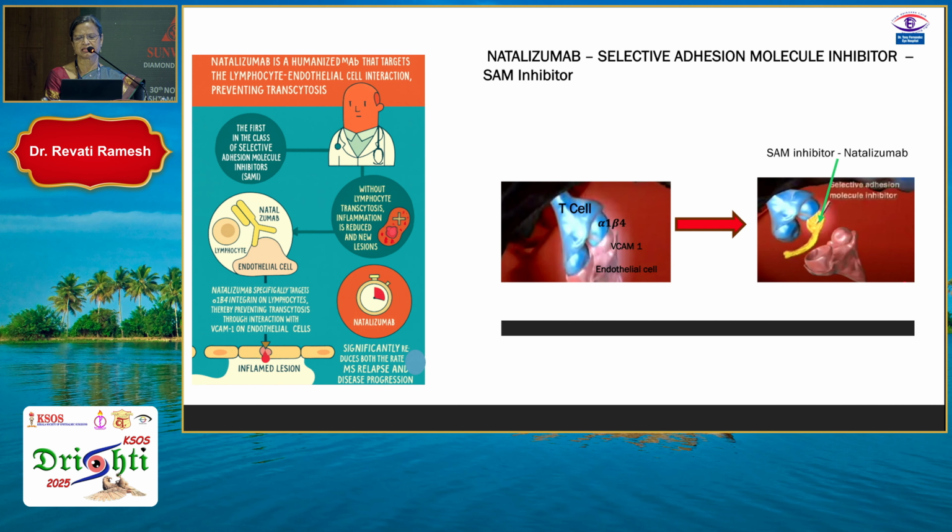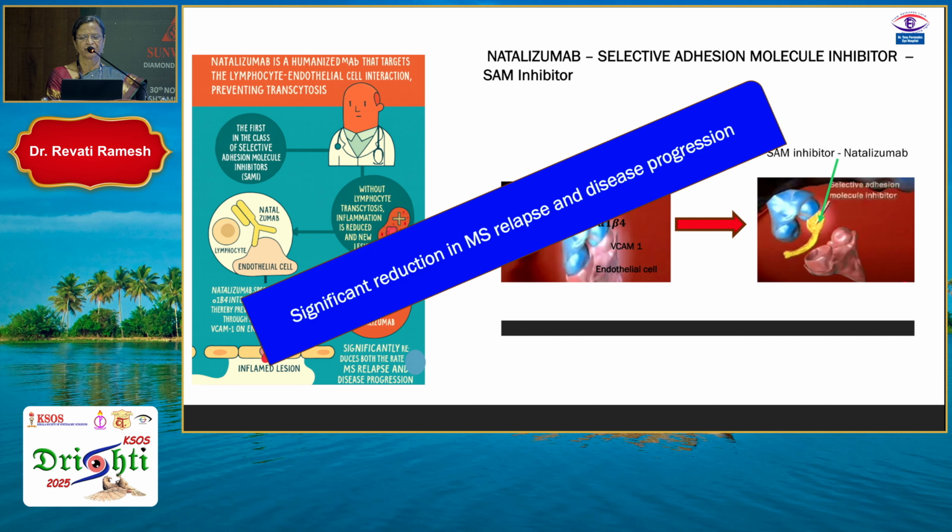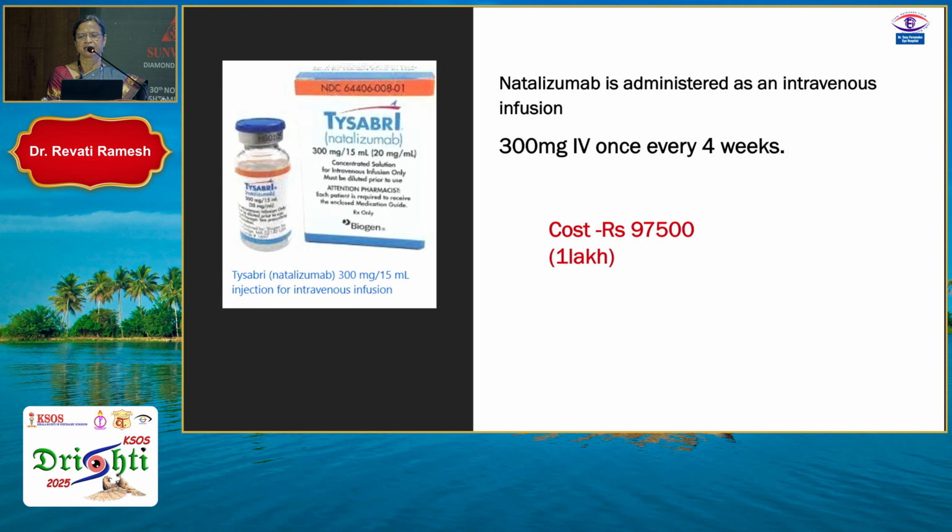And natalizumab is a selective adhesion molecule inhibitor, SAM inhibitor. It inhibits the reaction between the T cells and the endothelial cells, as I have mentioned earlier, and so it prevents the diapedesis of the T cells into the CNS, and thus it brings down the inflammation, and new lesions are reduced. There's a significant reduction in multiple sclerosis relapse and disease progression thanks to this drug. It is administered as an intravenous infusion of 300 milligrams IV every 4 weeks. The cost is about 1 lakh per dose.